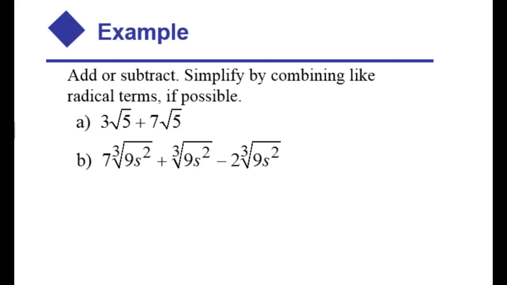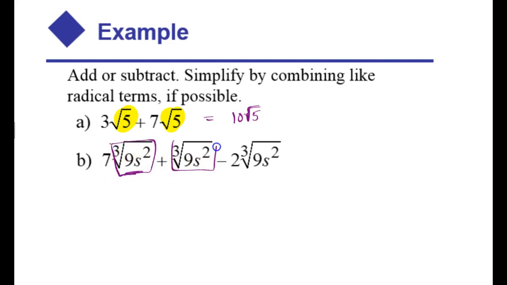So I'd like for you to look at this problem. 3 square roots of 5 plus 7 square roots of 5. Treat it just like 3x plus 7x for a total of 10x's, or in this case, 10 square roots of 5. So if it has the same radical, I'll just say a box.